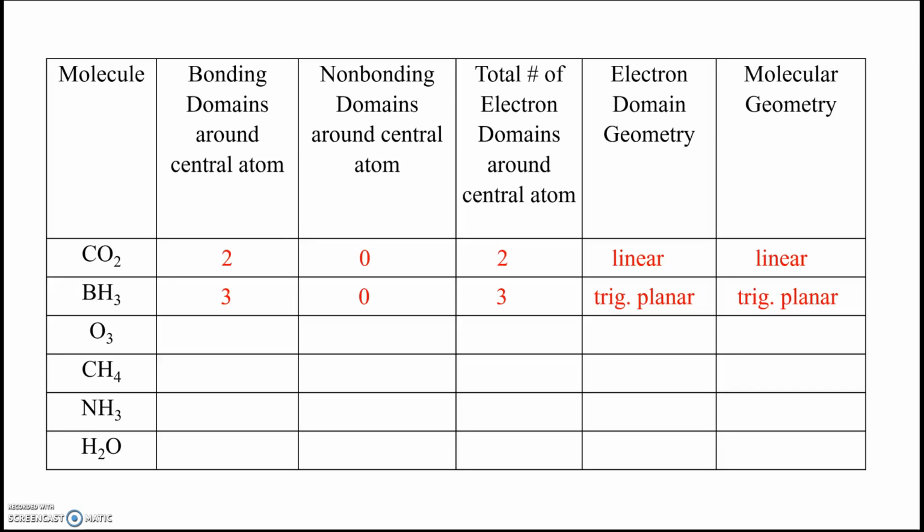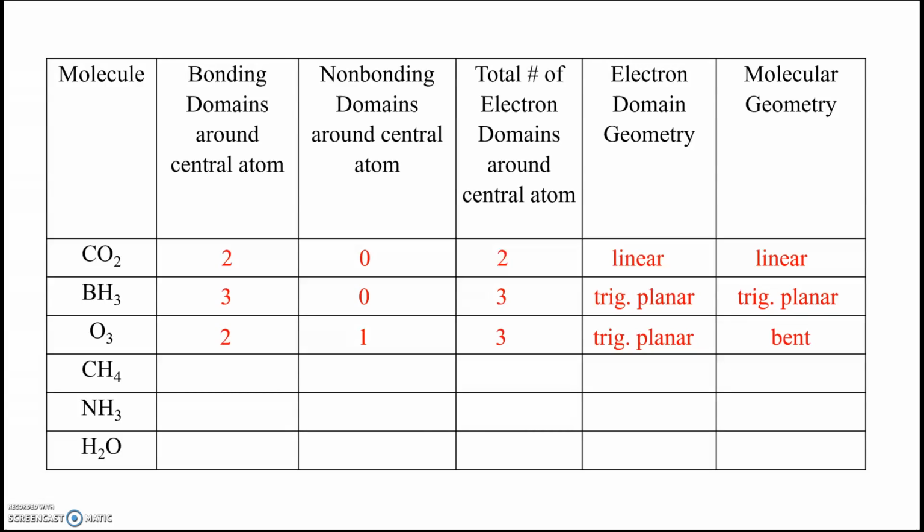Now we go to ozone, O3. This is a molecule that's got 3 oxygen atoms in it. There'll be 2 bonding domains around the central atom, but there will be one non-bonding pair of electrons around the central atom. So a total of 3. And it's also trigonal planar when we look at the electron domain geometry. But because this is asymmetric, we've got 1 single and 1 double bond, this molecular geometry is bent.